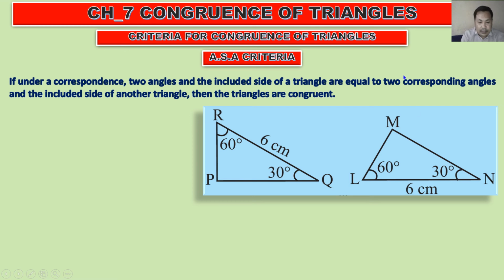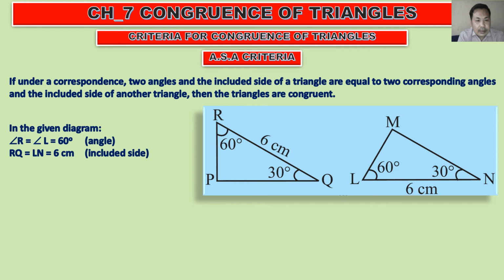So let us see step by step in written form. In the given diagram, we have angle R equal to angle L, 60 degrees each. Then the side RQ is equal to LN, 6 centimeters each, and these are the included sides of the two triangles. Then one more angle, angle Q is equal to angle N, 30 degrees each in the two triangles, and they are equal to one another.